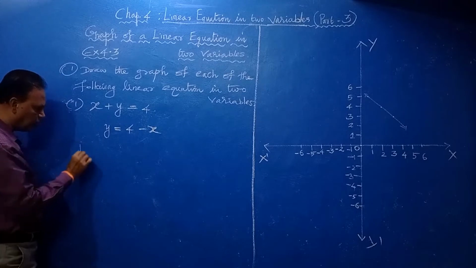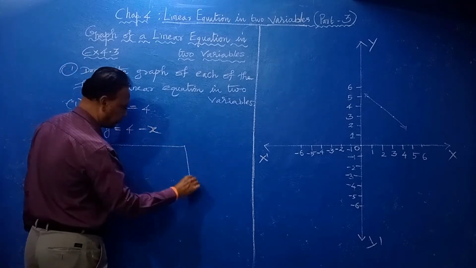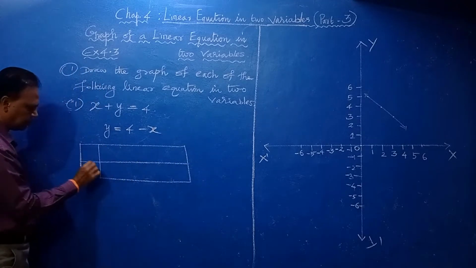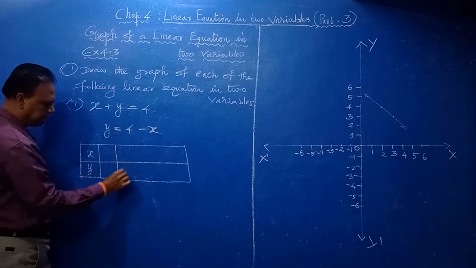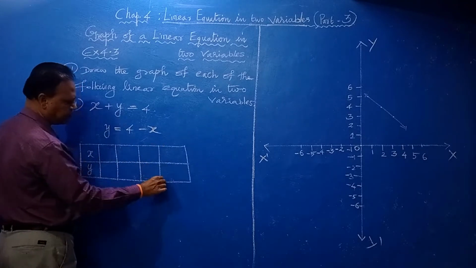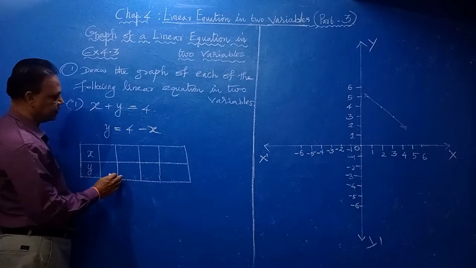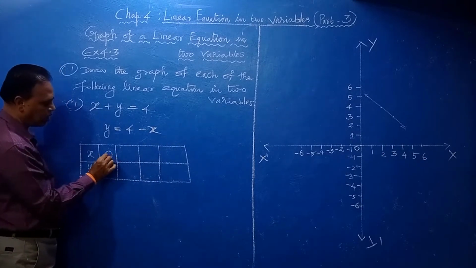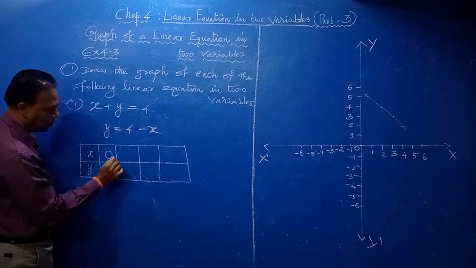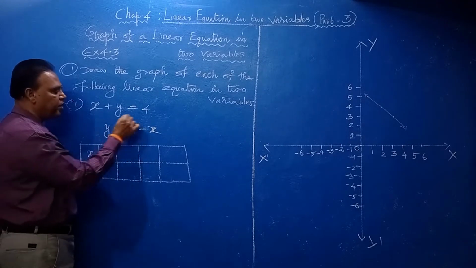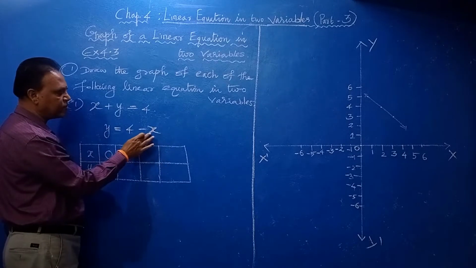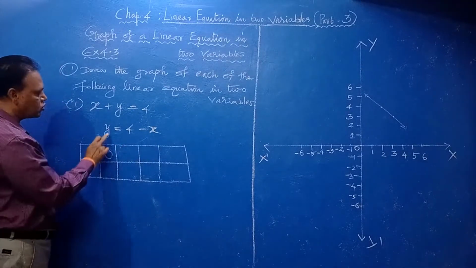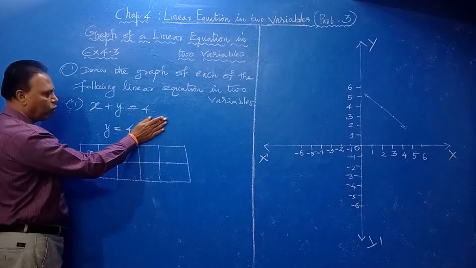Now you put the tabular column. See, easily we can find the solutions. Three solutions are enough. I am finding one more solution also. First, x is 0. Y is actually dependent upon x. When you change the x value, automatically the y value will change. Now you are giving x as 0, so y you will get 4.